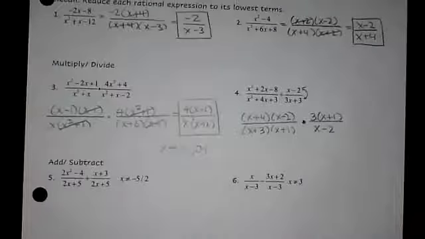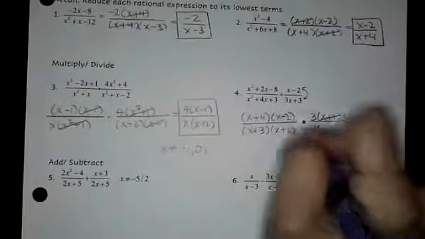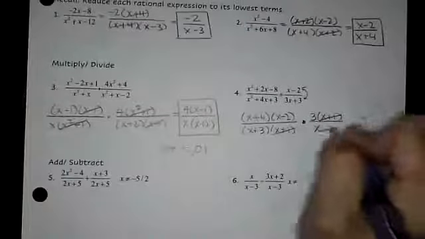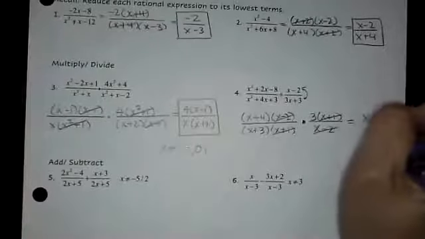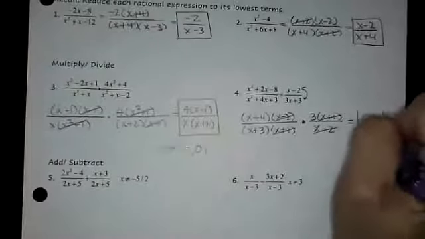Now it's just like multiplication. If there's something in the numerator and the denominator, it cancels. So x plus 1 cancels x plus 1. x minus 2 cancels x minus 2. And we're left with x plus 4 over x plus 3.